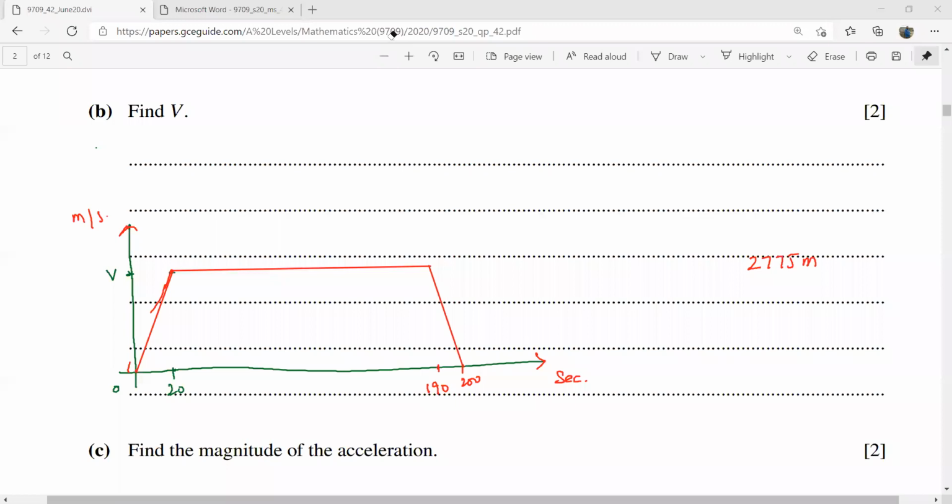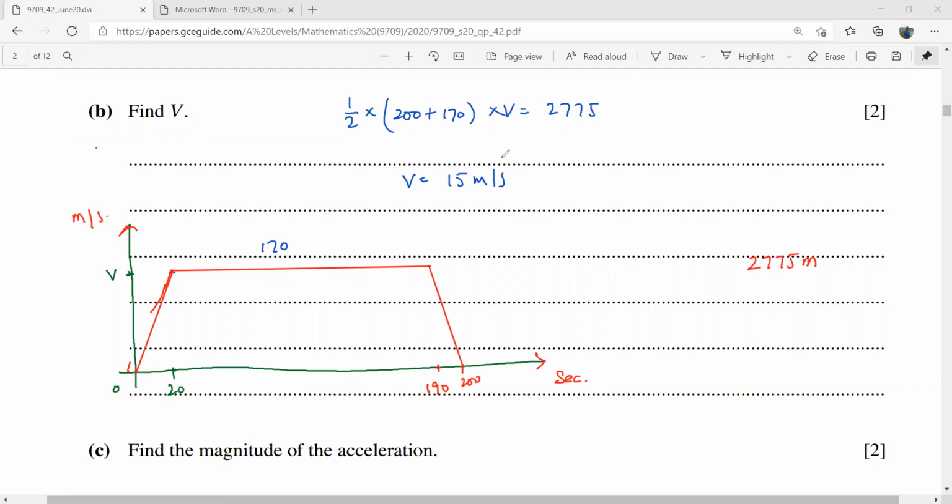So all this length is 200 and this length is 170 over here. So we have half into the sum of the parallel sides, that is 200 plus 170, times the height, that is equal to the total area. And if you solve this for me, what is this? 15. Thank you, Bacha. This is 15 meters per second.